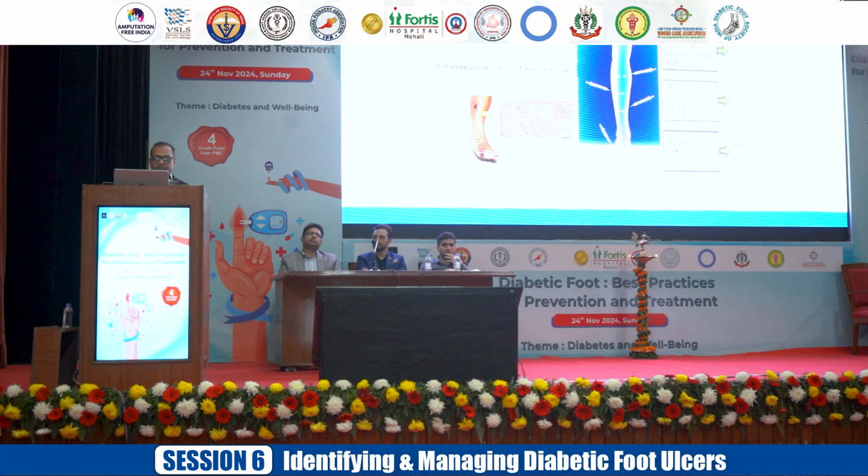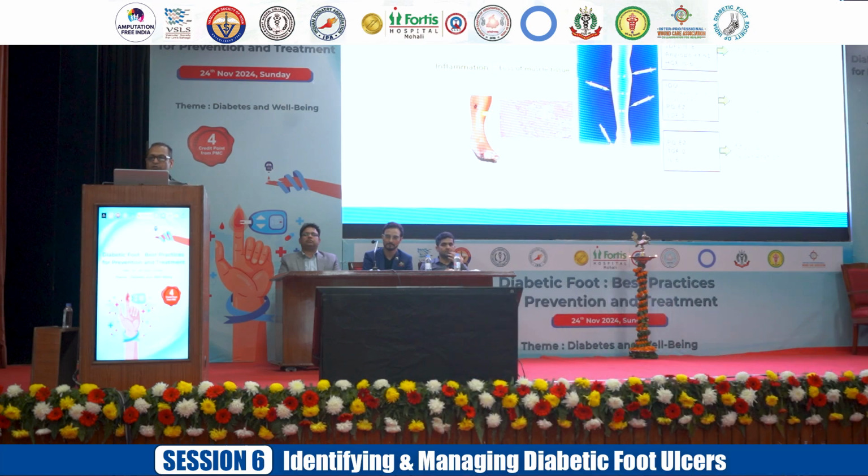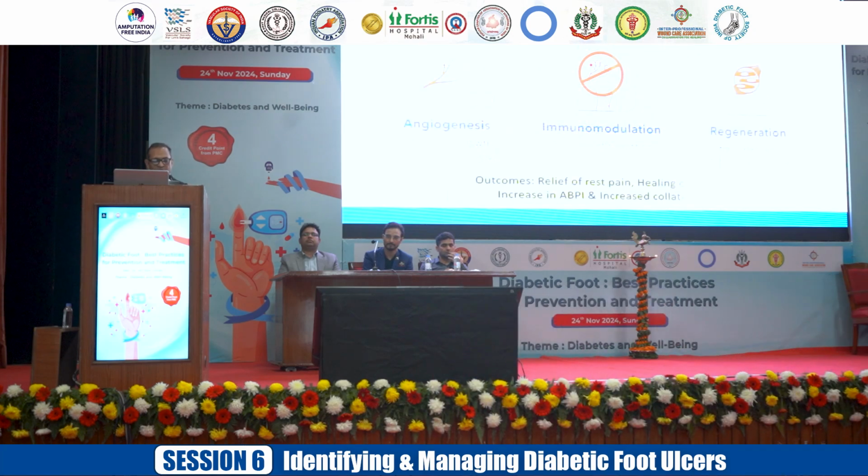The possible mechanisms of action are that it improves a lot of factors biochemically in our body, which results in angiogenesis, immunomodulation like reduction of the inflammation, and also muscle regeneration. So we don't know whether it works or not, but there is some literature now and lots of publications saying that stem cells do all this. It does help in angiogenesis, immunomodulation and regeneration, and there could be some improvement.